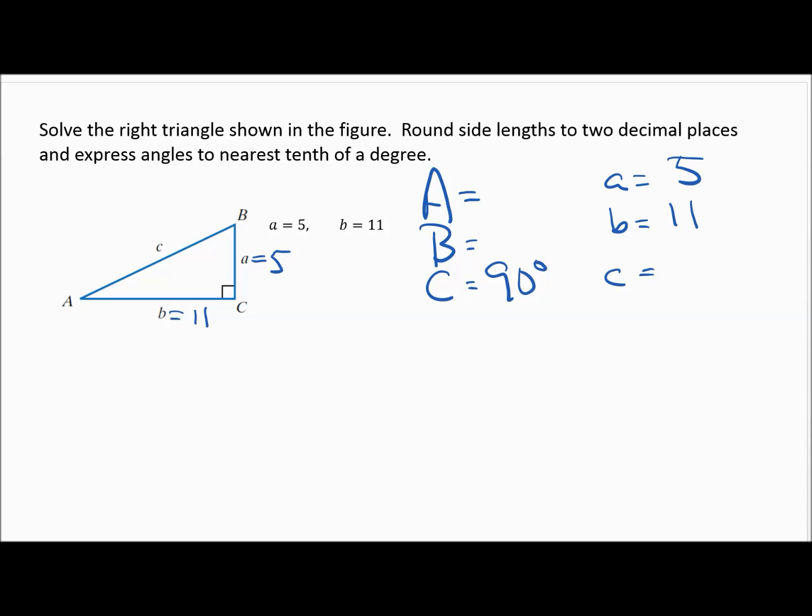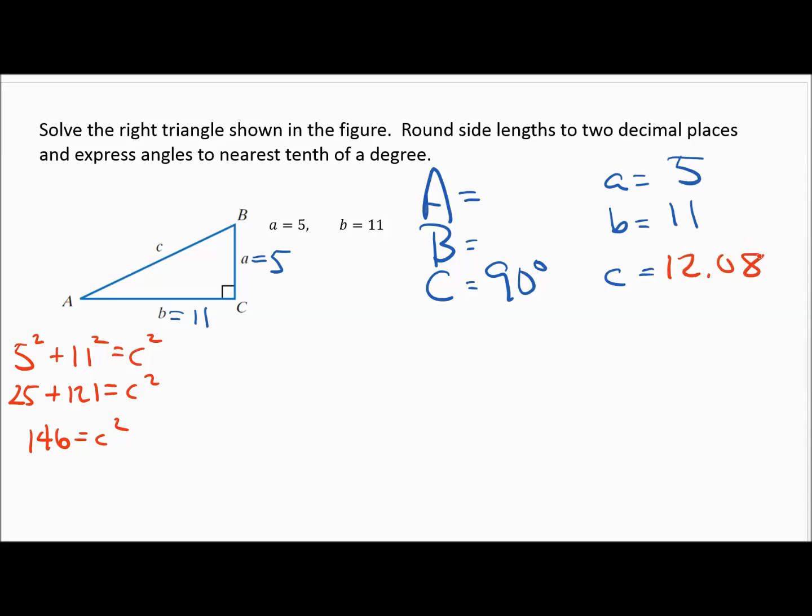If you notice, we can go ahead and use the Pythagorean theorem to find C. So I have 5 squared plus 11 squared is C squared. So 25 plus 121 is C squared, so that would be 146 equals C squared. I take the square root of 146, and I get an answer of 12.083, and that keeps going. Side lengths are supposed to be rounded to two decimal places, so 12.08.